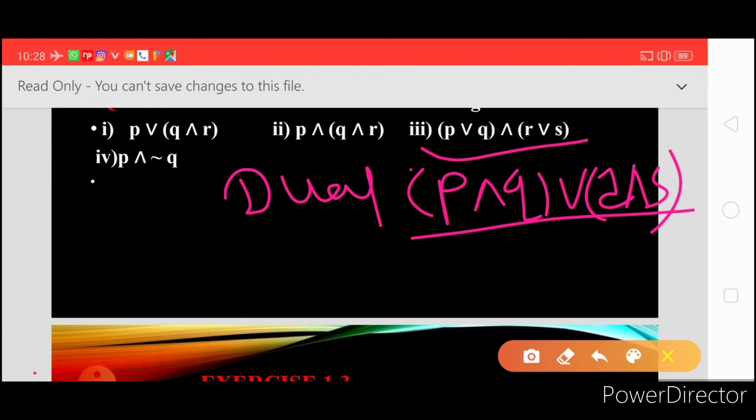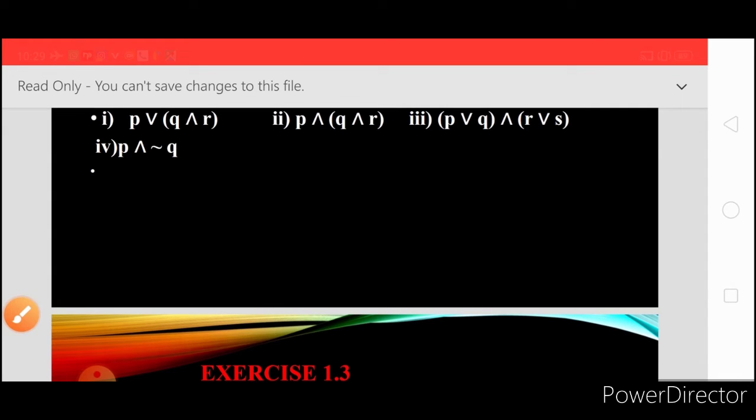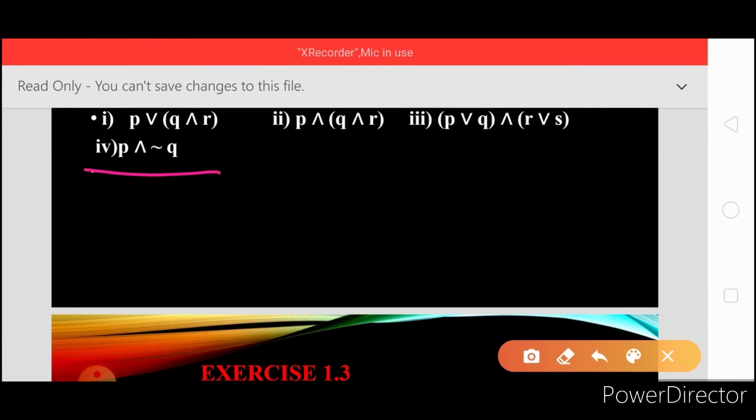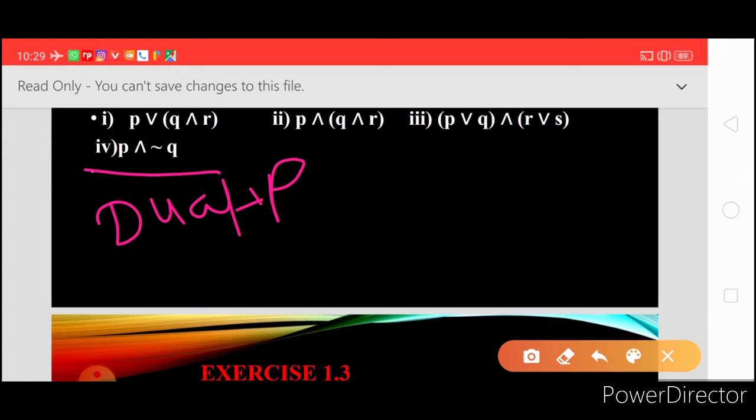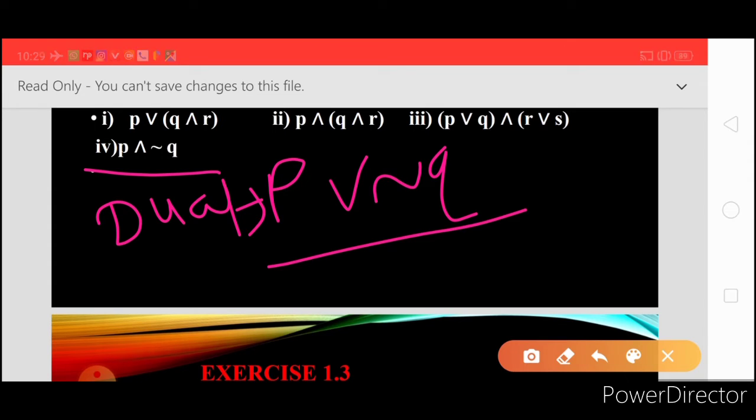Now friends, let's see question number 4. Never change negation, only change disjunction and conjunction. So the dual of this given statement is P disjunction, and the negation of Q as it is. This is the dual of the given statement 4. So friends, all of you try the next examples in that exercise.